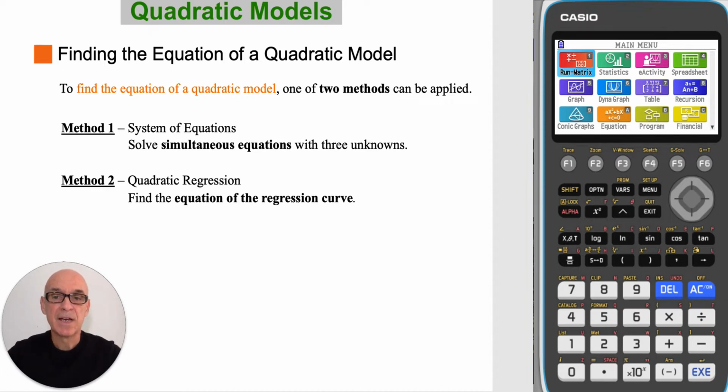Method 1, a system of equations, where we will solve simultaneous equations with three unknowns. Or method 2, quadratic regression, where we will find the equation of the regression curve.